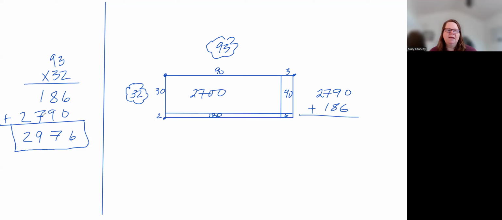And now we're adding exactly what we added here. So we're combining that together to get 2,976. Yeah, which is the same as 93 times 32. This is called a multiplication array.